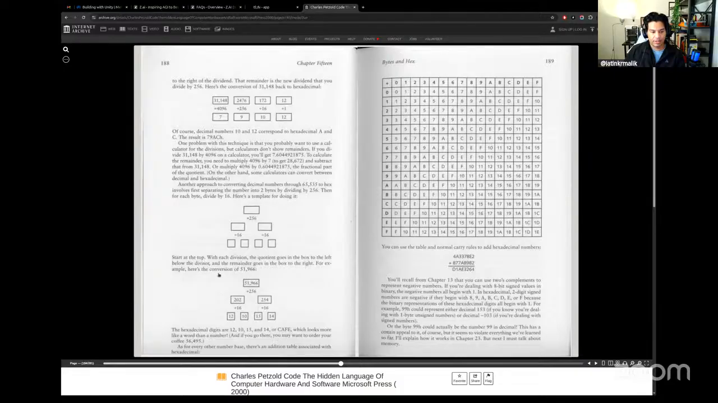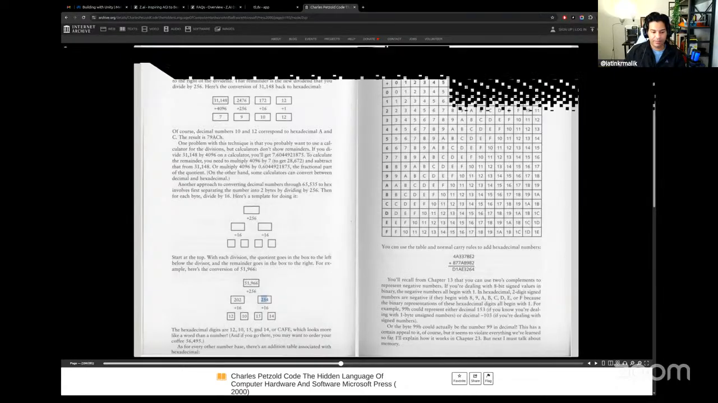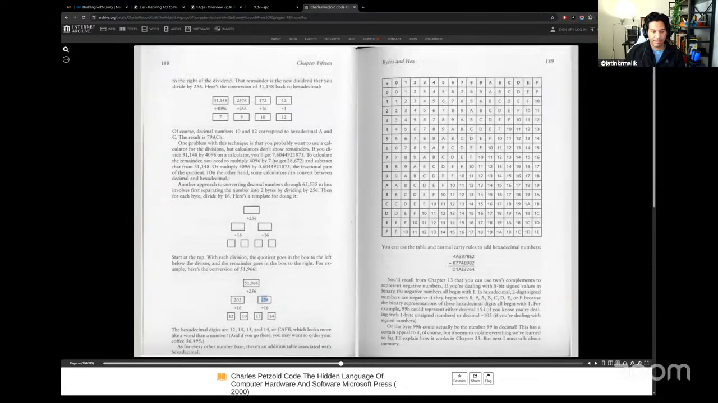For example, here is a conversion of 51,966. We first divide this by 256, and our quotient goes to the box on the left, 202, and the remainder goes here, and then we divide both by 16, and then we get that. Now the hexadecimal digits are 12, 10, 15, 14, or CAFE, which looks more like a word than a number. And there you go. Now you may want to order your coffee.